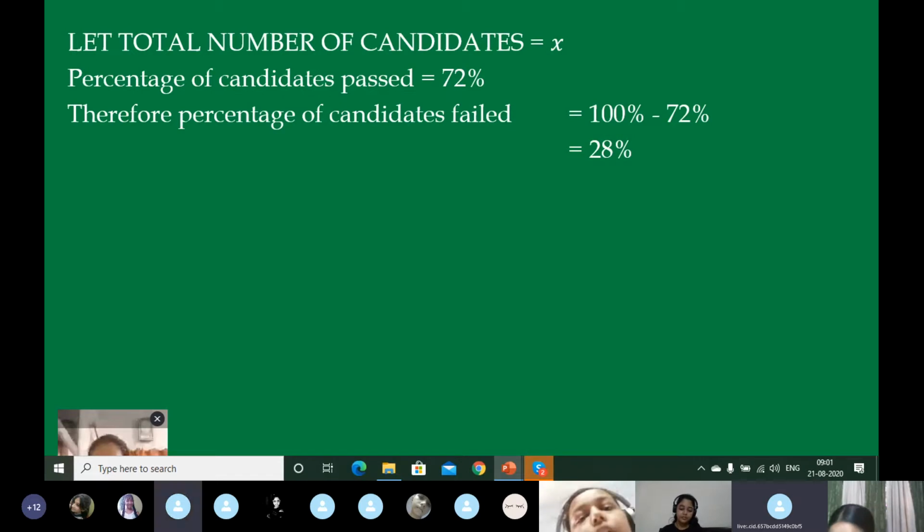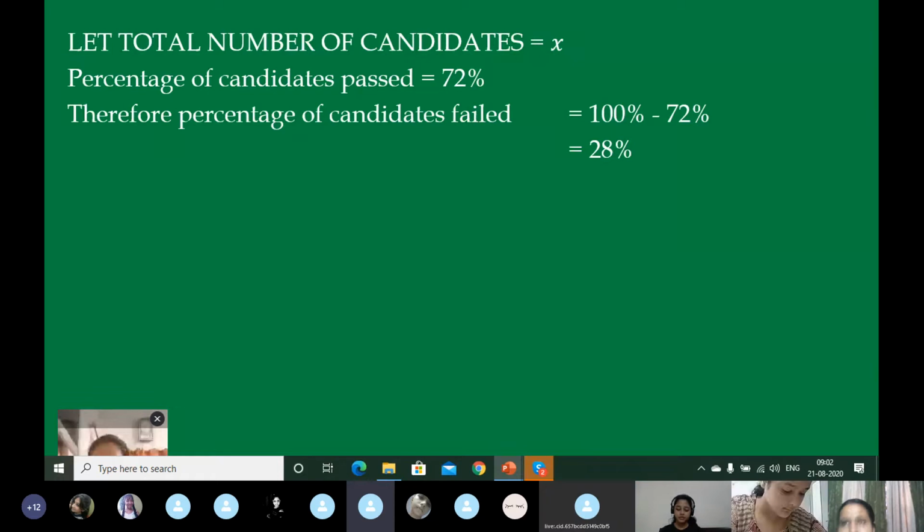To convert 28% to a fraction, we will do 28 upon 100. That's also one formula of percentage I've taught you. Percentage of a number is equal to, any formula remember? P% of X equals P by 100 multiplied by X. Right. We will be using that formula here.